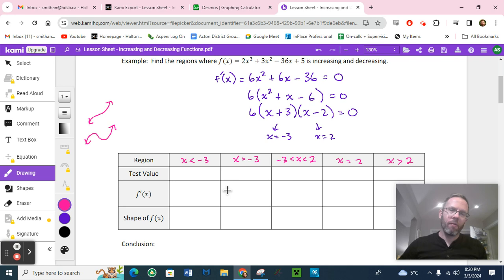All right, so let's continue. We're just going to pick some values for the derivative. Pick a value that's less than -3, and we'll see if the function's increasing or decreasing on that interval. I'll pick, let's say, x equals -4. We can plug -4 into our derivative. You guys can take a second to do that if you'd like.